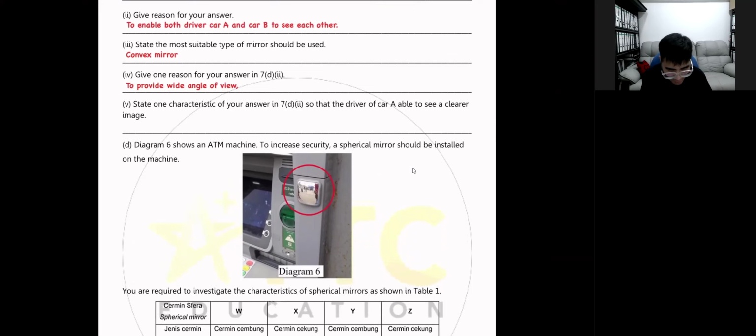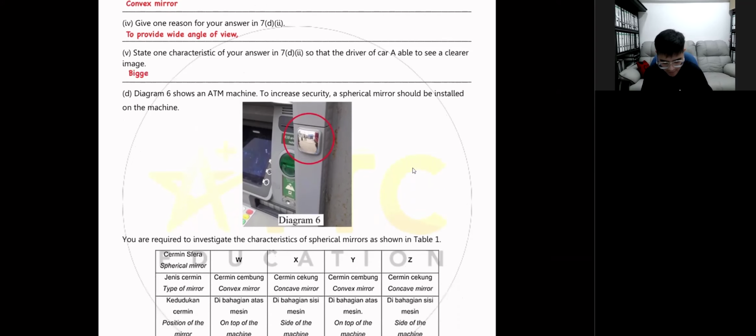Okay. Now the next one, question 5. Question 5 says, state one characteristic of the answer in 7D2 so that the driver of the car A is able to see a clearer image. So other than it has to be convex, what else characteristic do you think this convex mirror should have in order for car A and car B to see each other more clearly? Very simple one, the size of the mirror. You make the size of the mirror bigger. So you can write down bigger diameter of the mirror.